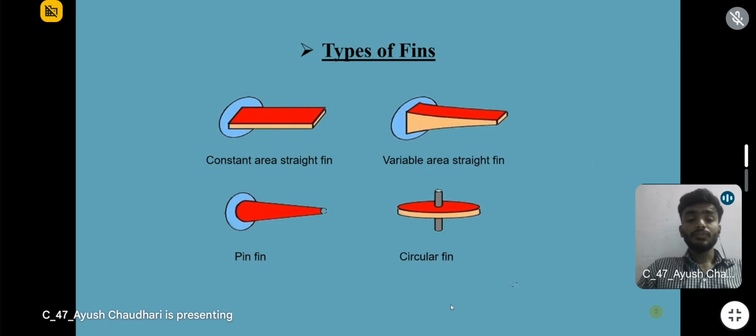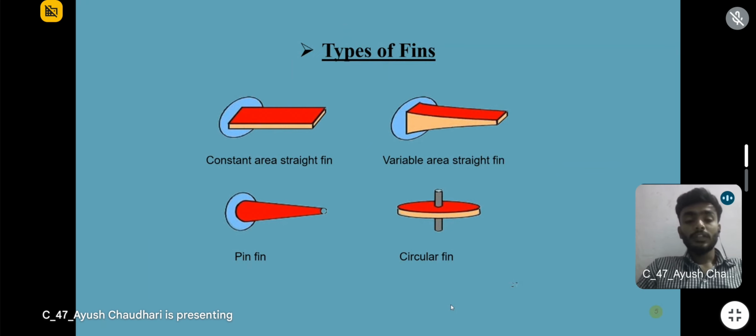So this slide shows you what fins actually are. The first one is the constant area fin. As we can see here, the area from start to end is constant, meaning the length and size of the fin is constant throughout. The second one is the variable area straight fin. This fin is straight in nature, but the area of the fin varies from section to section.